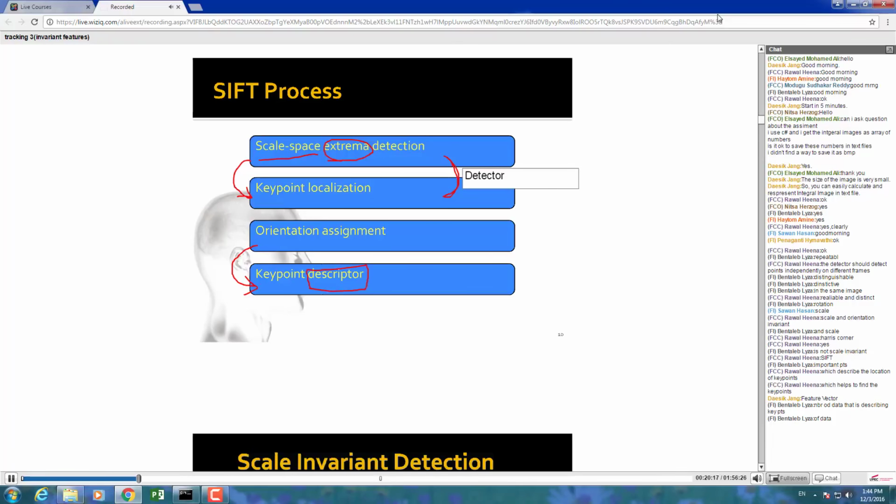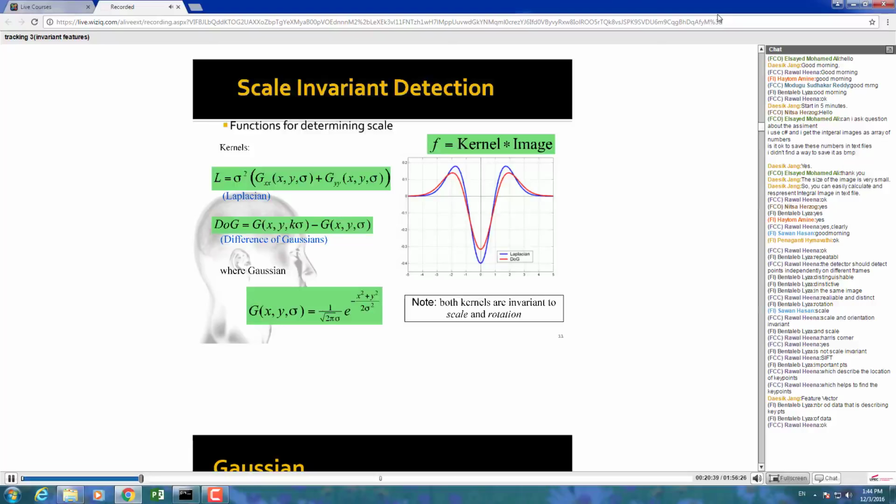So first of all, we have to understand the detection process. So how can we select repeatable key points? Okay, so we'll discuss that algorithm in more detail first, and then we'll move to descriptor. Okay, any question? Is it clear now? So, thank you.